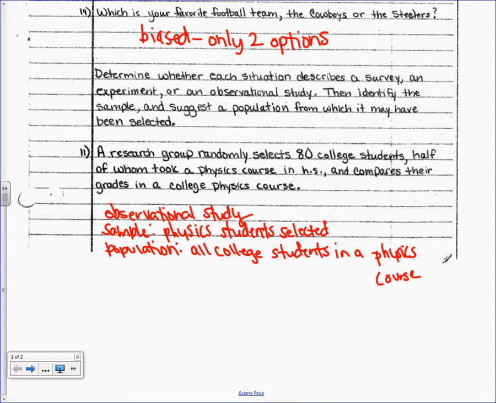You guys good with that one? For the most part, anyway. Maybe the sample and population is still hard. Two more. Anyone still need that page?